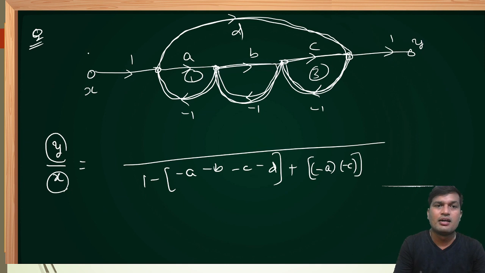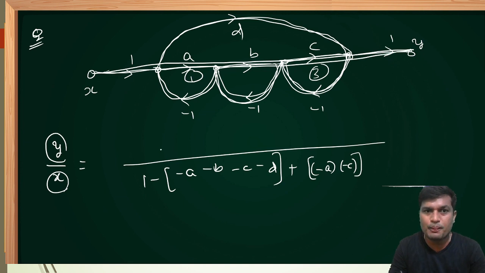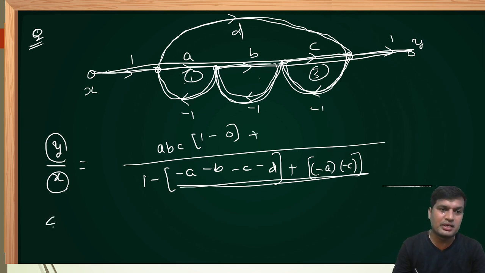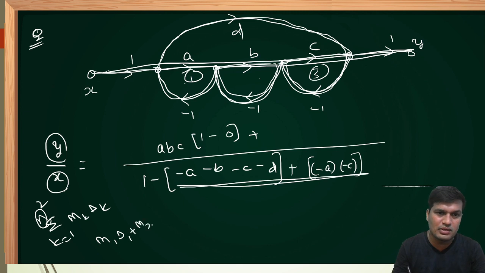Delta is completed. How many forward paths? Two paths. One is this one. What is the gain of this path? A, B, C. To this path, first loop, second loop, third loop and fourth loop, everything is touching. Therefore, simply remove all these loop gains. That is 1 minus 0 plus. Summation means plus. The formula is summation k equal to 1 to n of Mk delta k. As n is 2 here, it is M1 del 1 plus M2 del 2.